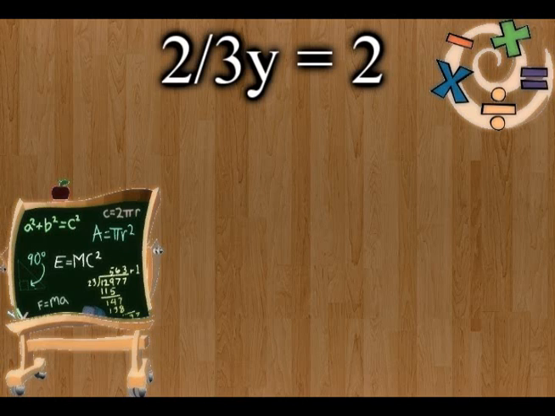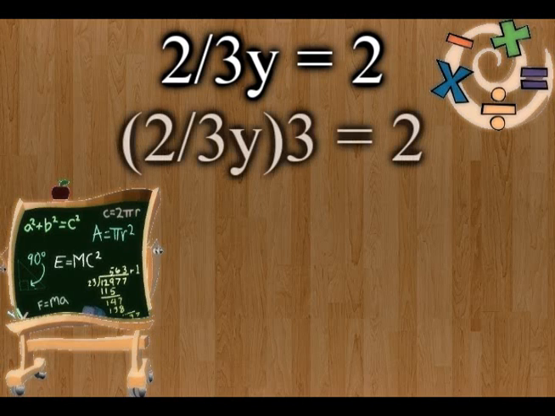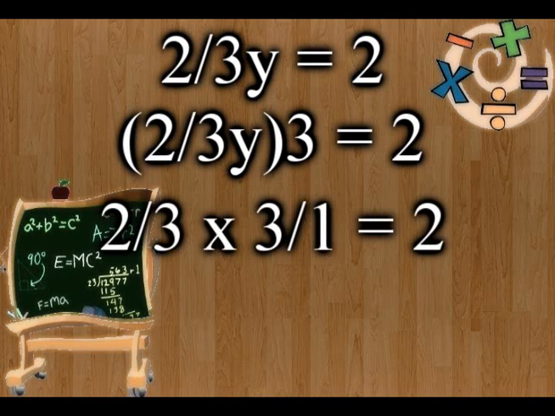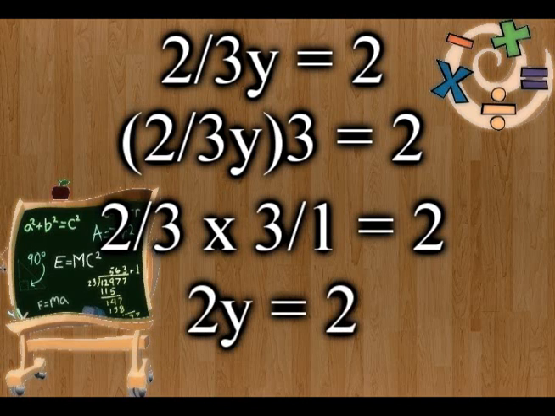To find the value of the variable, we want to isolate the variable so that it is one whole and not a fraction. In order to turn this into a whole number, we'd use opposite operations. To do so, we multiply 2 over 3y by the denominator, which is 3, to get rid of it. 2 over 3 times 3 over 1 is equal to 2, so now we have 2y equals 2.